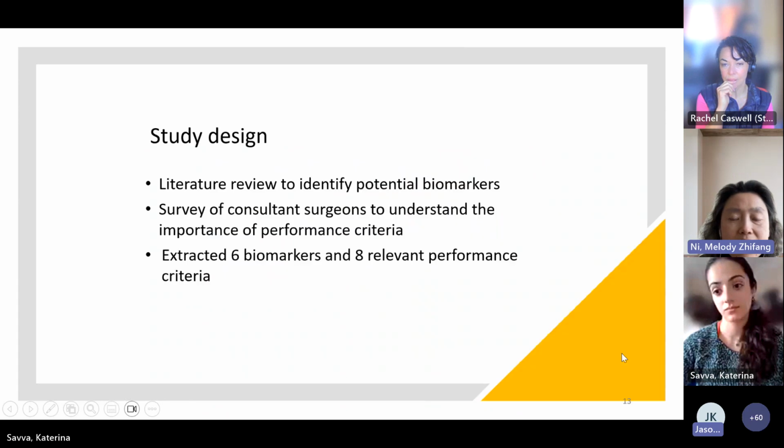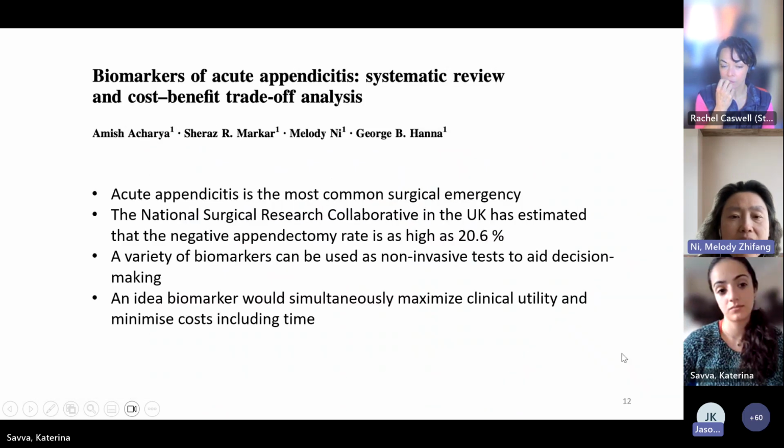Next slide, please. So I'm just going to give an example of the biomarker, which Kat will also follow up on in her talk. One frequent issue we encounter in health technology is the use of biomarkers. Here is an example of acute appendicitis. We published the paper in 2017 in Surgical Endoscopy.